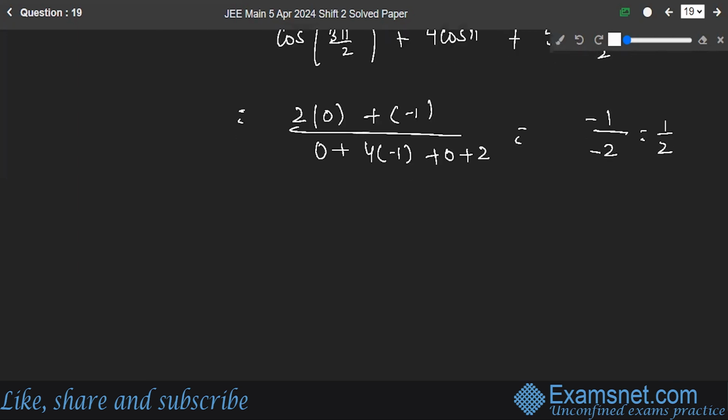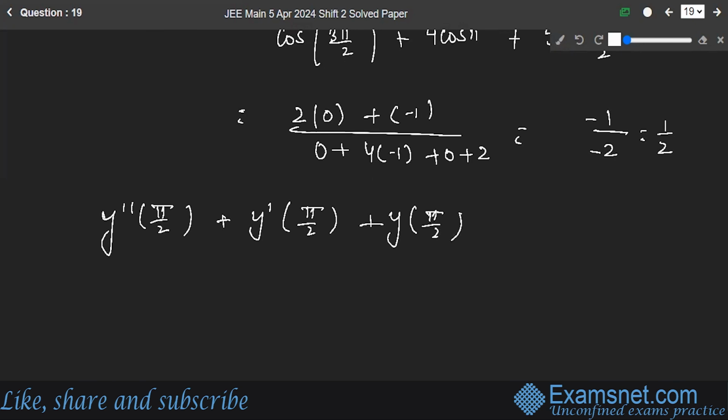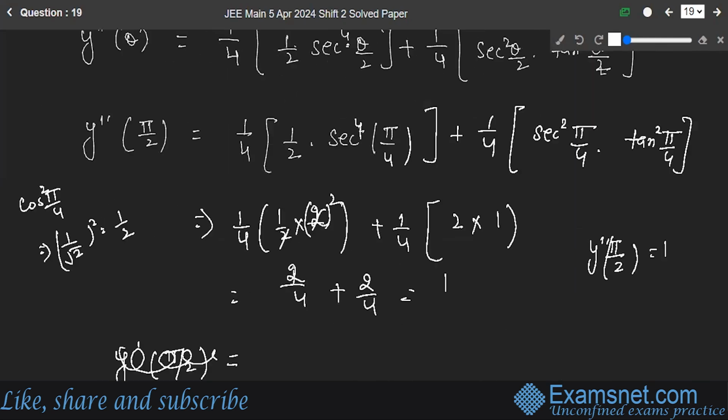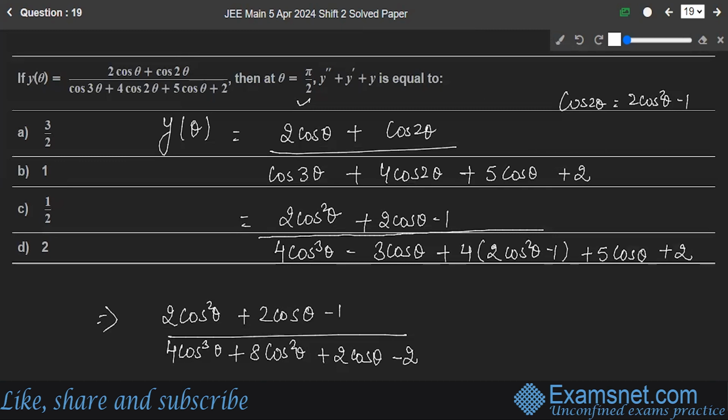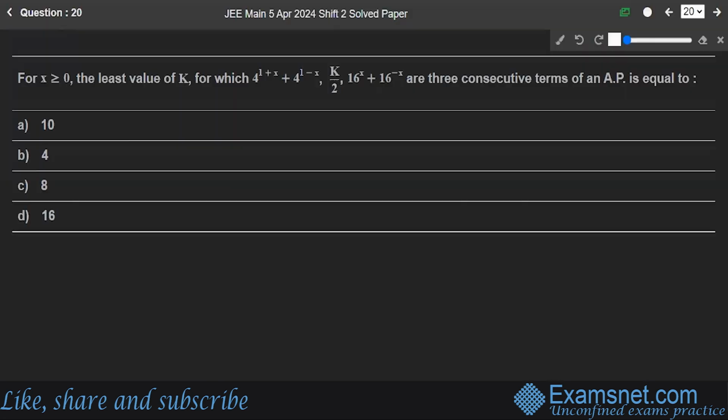Now you have to find out the values for y double dash pi by 2, y dash pi by 2, y pi by 2. This came out to be 1. This was 1 by 2. This was 1 by 2. This answer is true. So this is the answer to the question. We have D option as the correct answer. Hope you got that. Let's move to the next question.